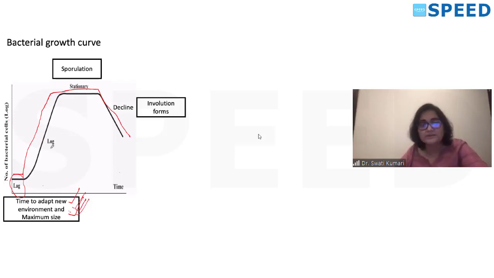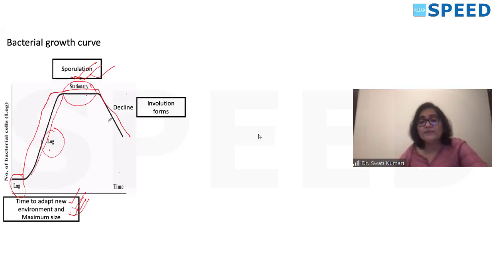Then you have log phase, which is exponential phase. Bacteria divide and number increases. Then you have stationary phase, where you see spore formation. Sporulation happens, and inclusion body formation. These all will happen in stationary phase. Log phase is the phase where bacteria take gram stain very well. Other phases also take it, but in stationary and others they won't be uniformly stained. In log phase, bacteria get uniformly stained with gram staining.